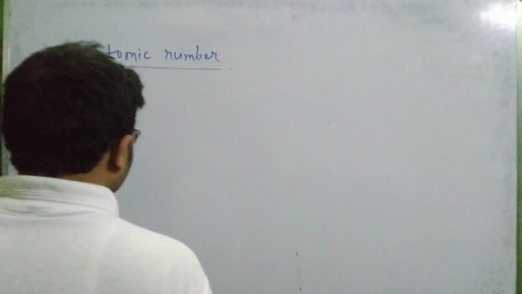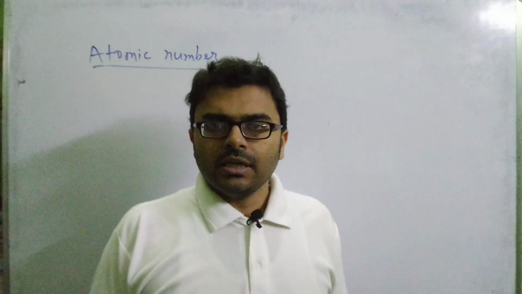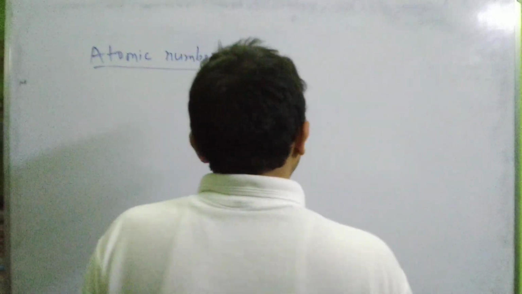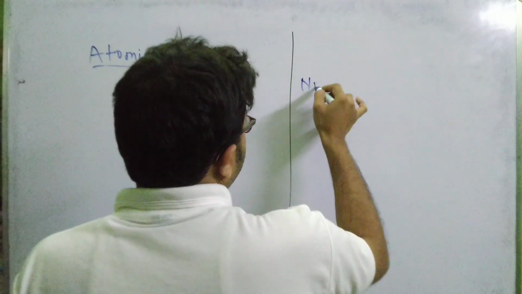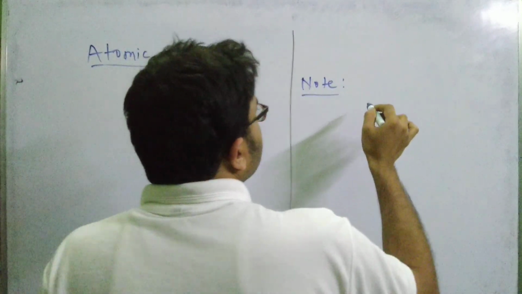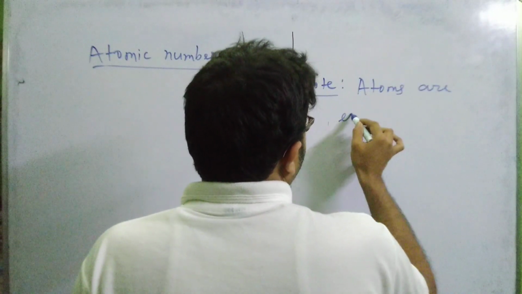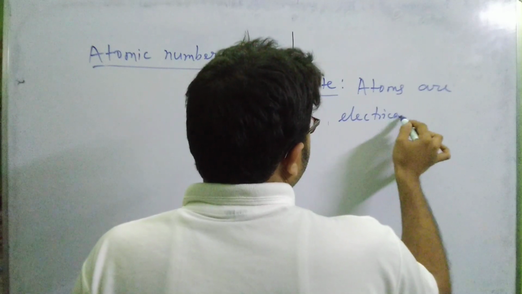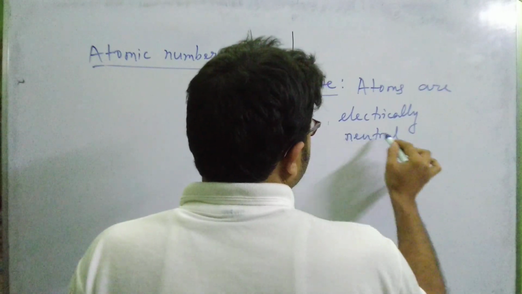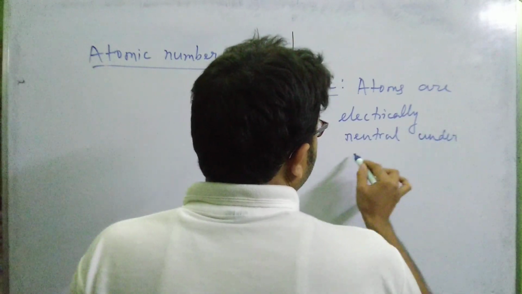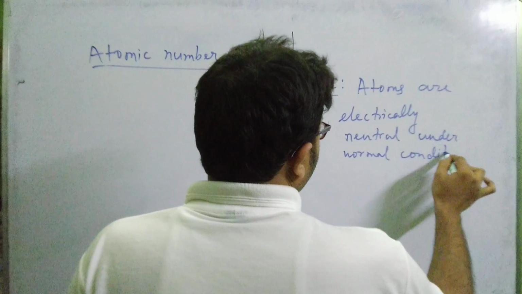Basically, you see, each atom has a definite number of protons. Atom is generally electrically neutral. Okay, so note it down. Atoms are generally electrically neutral. So just make a note here: atoms are electrically neutral under normal conditions. Neutral under normal conditions. Okay, what do you mean by neutral?